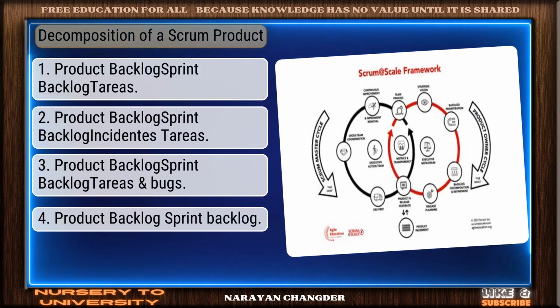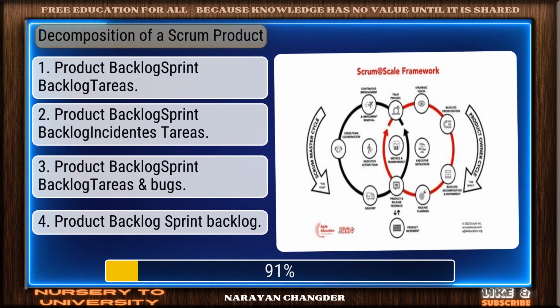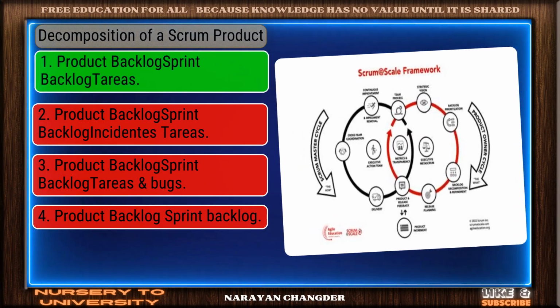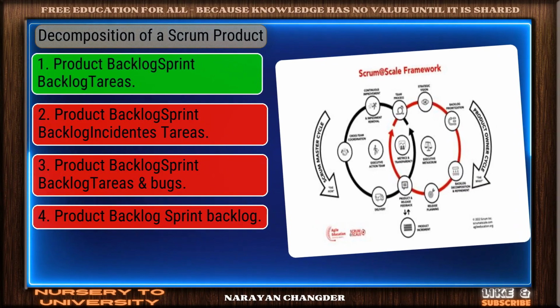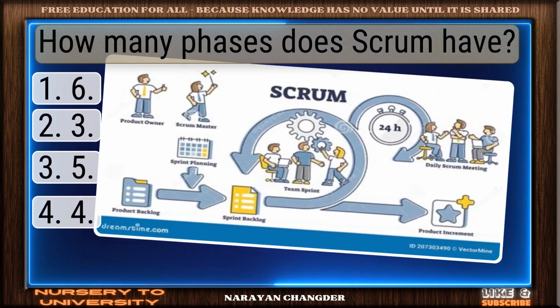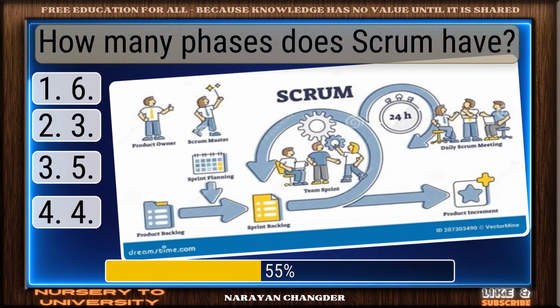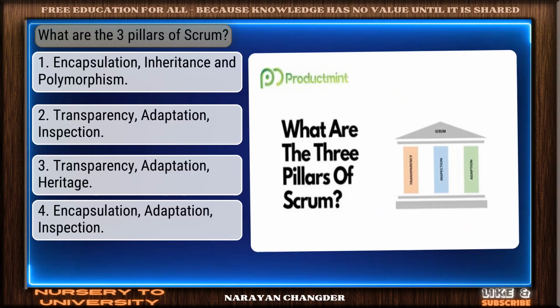Question number 5. Decomposition of a Scrum product. Nice work. You chose product backlog, sprint backlog areas, and it is correct. Question number 6. How many phases does Scrum have? Right again, 5 is a valid answer.